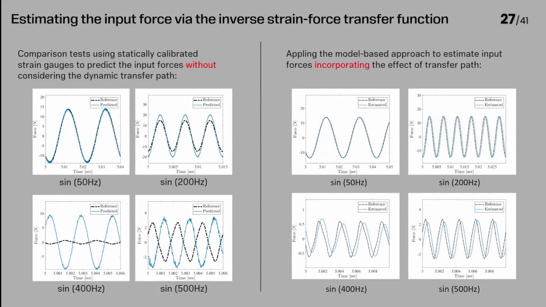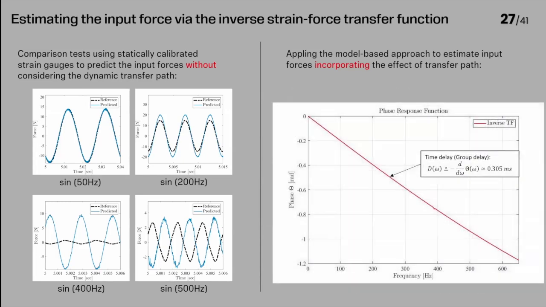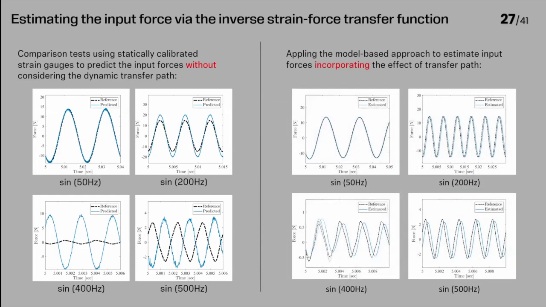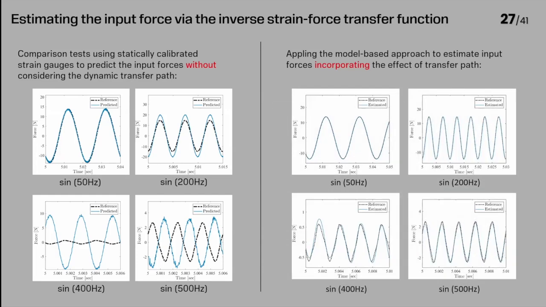When applying the model-based approach, the amplitude deviation has been significantly reduced, but a constant time delay still remains in this result. And this time delay is caused by the linear phase response of the transfer function. But we can calculate this time delay by this equation and use this to compensate our result, leading to a more accurate force estimation overall.